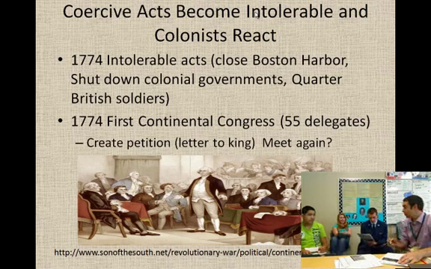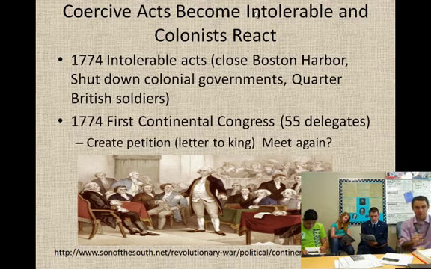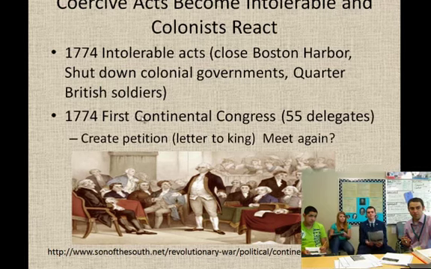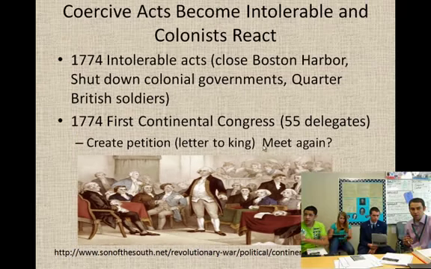The Congress, before that happened, says if the king doesn't listen to us, we'll meet again. Well, the king does that, so guess what they need to do? Meet again. This becomes known as the Second Continental Congress. But we're getting a little bit ahead of ourselves. So here we go. First Continental Congress, they create the petition, a letter to the king. Here they are. This is what it would have looked like. And they decide to meet again if the king doesn't listen, right?